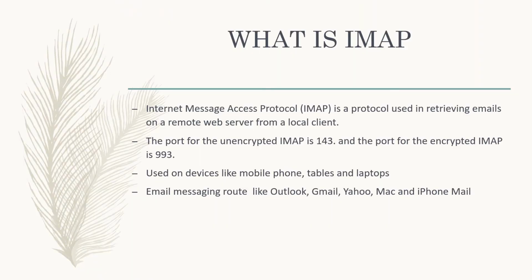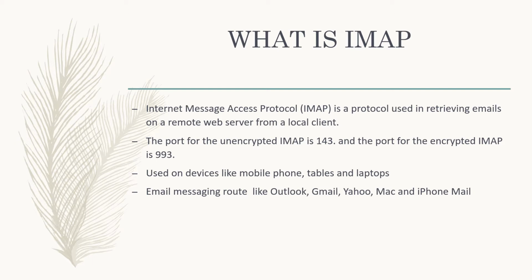IMAP, by definition, is Internet Message Access Protocol. It is a protocol that is used in retrieving emails on a remote web server for a local client. And the port for the unencrypted IMAP is 143, while the encrypted IMAP, also known as Internet Message Access Protocol Secure, is 993.